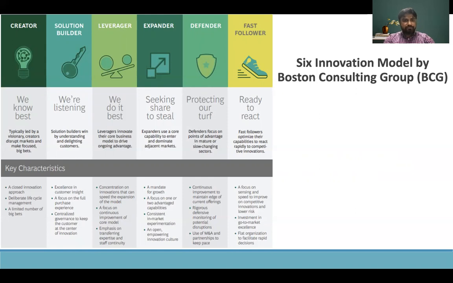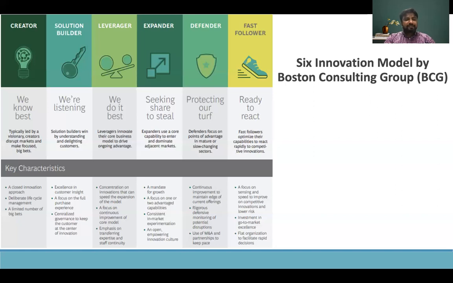They define six models: the creator, the solution builder, the leverager, the expander, the defender, and the fast follower. So who are the creators? Creators fit the popular notion of highly innovative companies. Typically, they're led by strong, bold, and visionary leaders. They disrupt their core market, protect their intellectual property, and make highly focused big bets so that they become the stuff of the industry. Apple is the most famous example of such an innovation model.